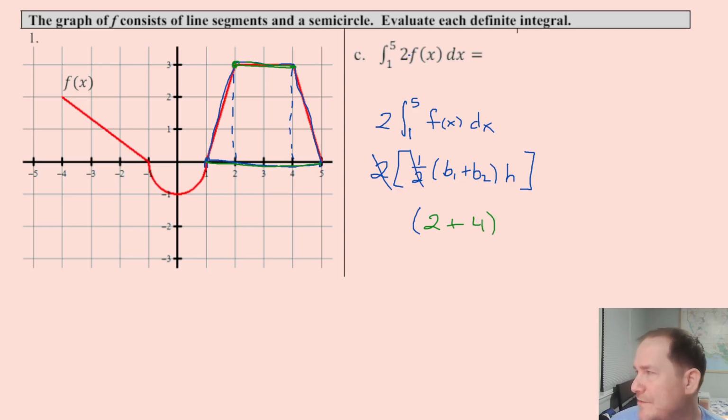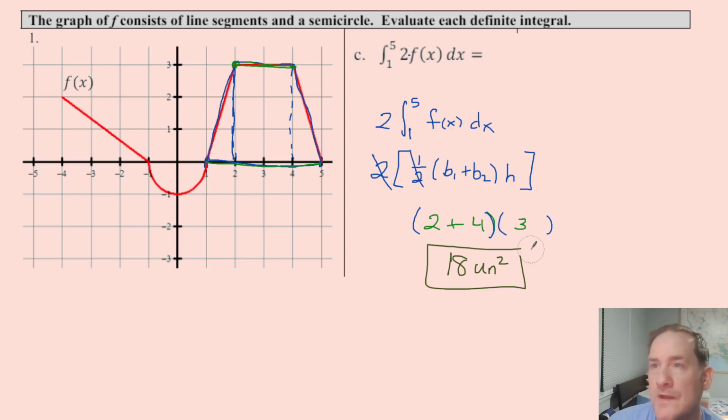And the height of a trapezoid is the distance between the two bases. So for this particular trapezoid, the height is this straight up and down distance here that measures 3 units. So I'm looking at a 6 times 3, which makes 18 square units. So that's 1c.